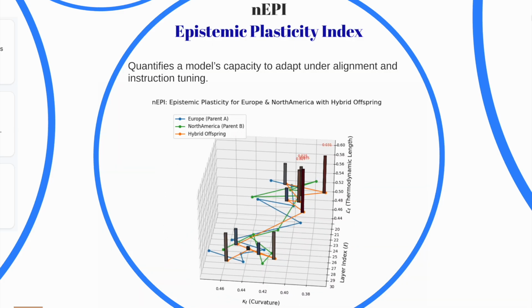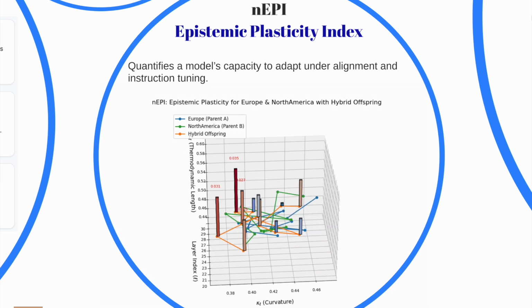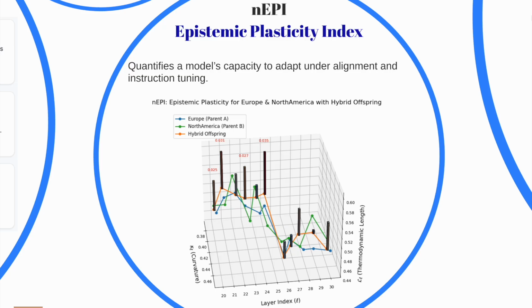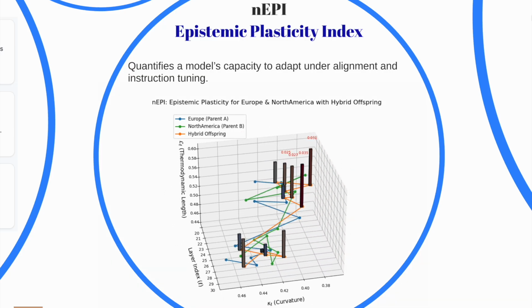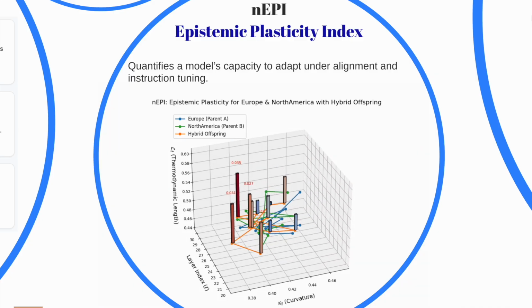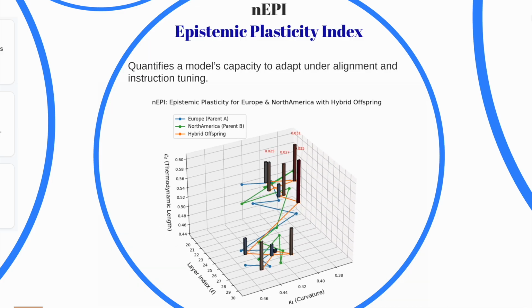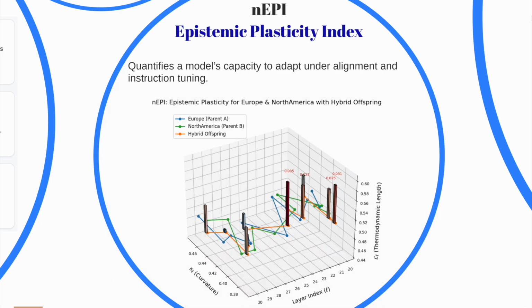Lower mid-stack, about layers 21 to 24, clear plasticity spikes for both parents, with the offspring showing moderate but usable headroom. This is a good zone for light instruction tuning or safety adapters. Middle band, around 25 to 27, plasticity dips while curvature shifts, signaling a stabilization phase. Updates here should be small and structure-aware.